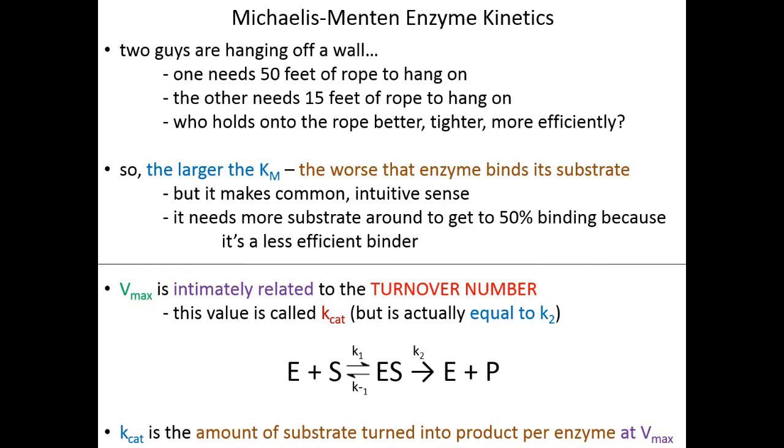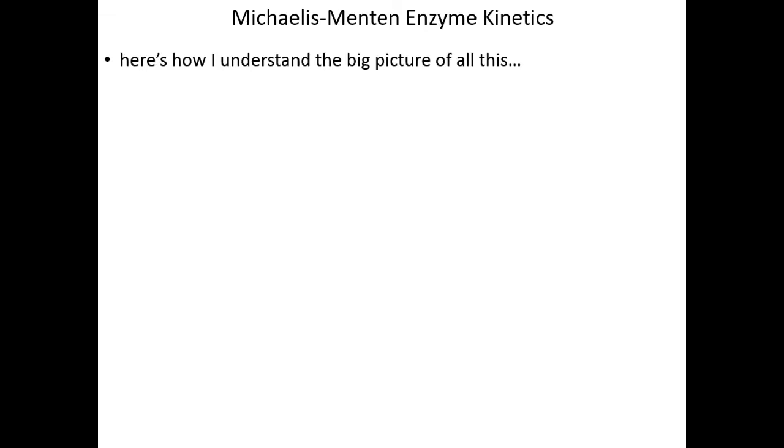Kcat is the amount of substrate the enzyme can turn into product per enzyme when it is at its maximal velocity. Vmax and Kcat again are intimately related, and they go up and down together. As Vmax goes up, Kcat goes up. As Vmax goes down, Kcat goes down. So to tie all these ideas together, here's how I understand the big picture of Michaelis-Menten enzyme kinetics, and I hope it helps you tie things together as well.